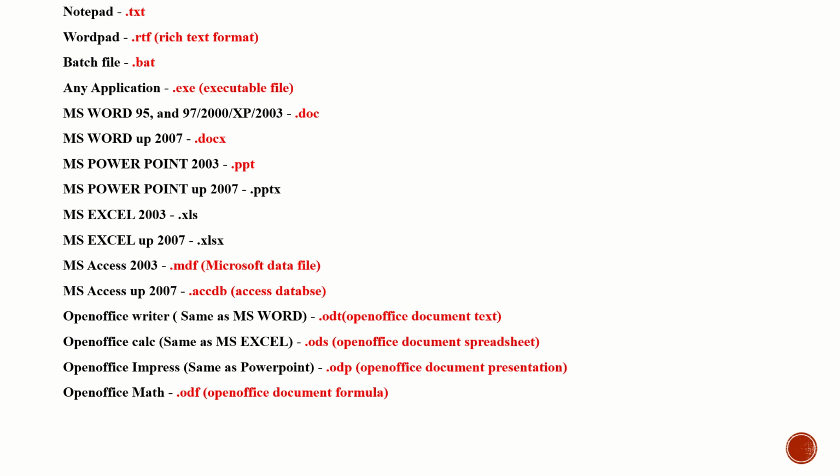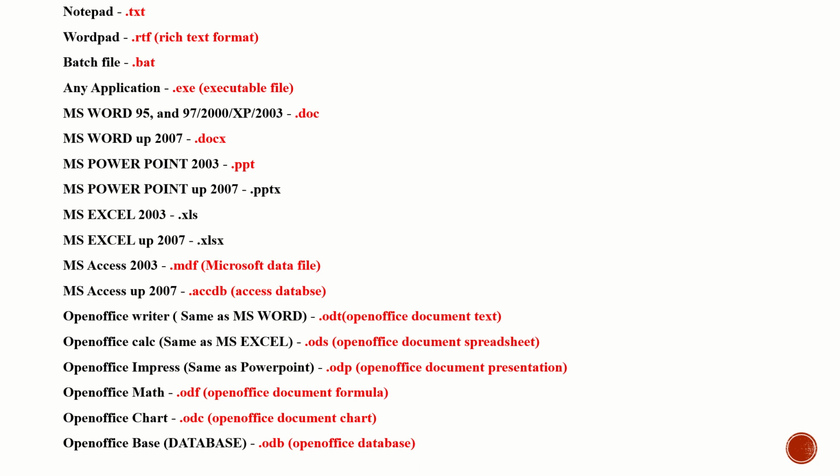OpenOffice Math is a very useful tool for mathematicians. Mathematica is one kind of software, and its similar type of software is Math. OpenOffice Math, its extension is .odf, OpenOffice Document Formula. OpenOffice Chart, .odc, OpenOffice Document Chart, in which we can develop many types of chart: line chart, pie chart, pyramid chart, radar chart, whatever we want to develop in a chart. It is a very useful open source software.